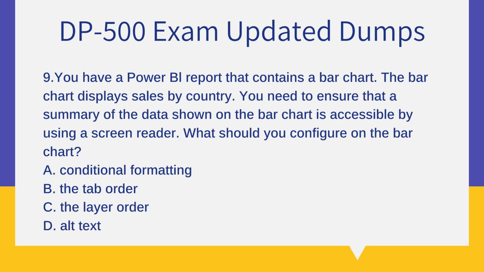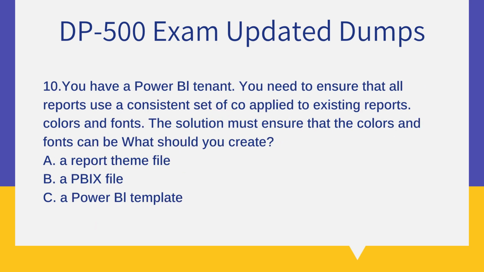9. You have a Power BI report that contains a bar chart. The bar chart displays sales by country. You need to ensure that a summary of the data shown on the bar chart is accessible by using a screen reader. What should you configure on the bar chart? A. Conditional formatting. B. The tab order. C. The layer order. D. Alt text.